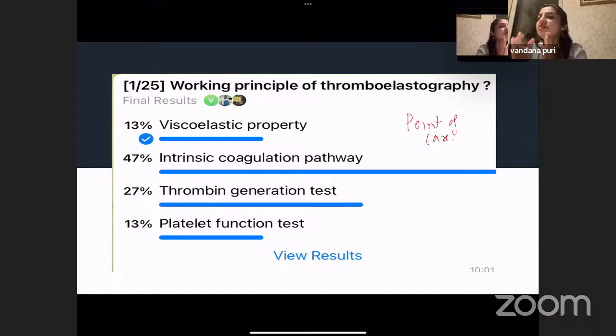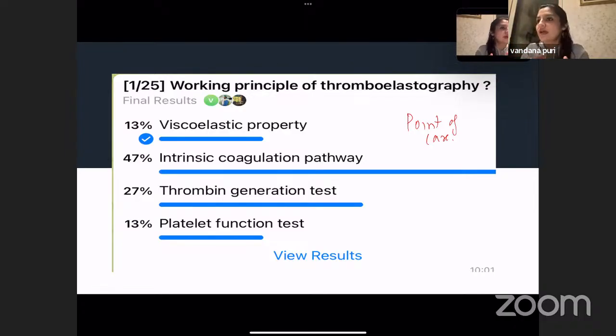So it is based upon the viscoelastic property. And what we do is, as soon as we take the blood, immediately it starts forming the clot, and it also analyzes the fibrinolysis. So in that way, thromboelastography identifies the tendency of the patient to bleed, or how the coagulation system is working. So on that basis we give the treatment.